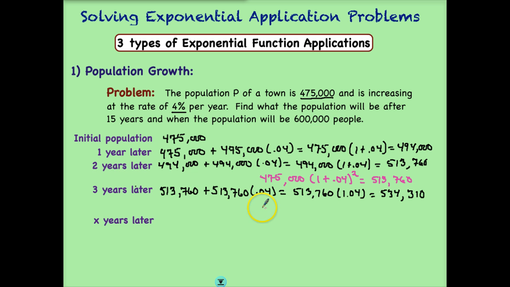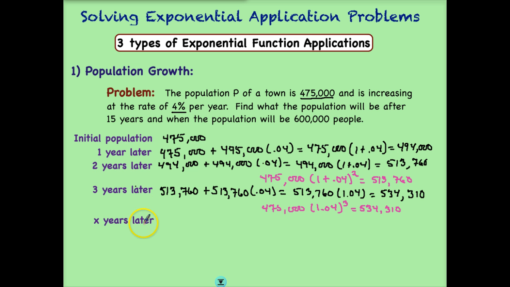So looking at our equation, we can go back to this initial equation. 475,000 was our population to start with, times 1.04. And how many times are we doing that now? We're doing that 3 times. And if we put that in our calculator, we end up with the exact same value. Now you can start to see a pattern arise.